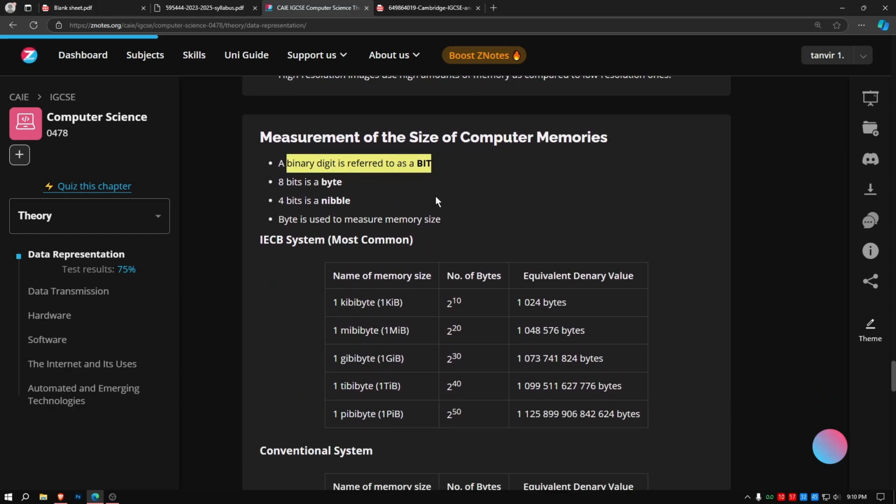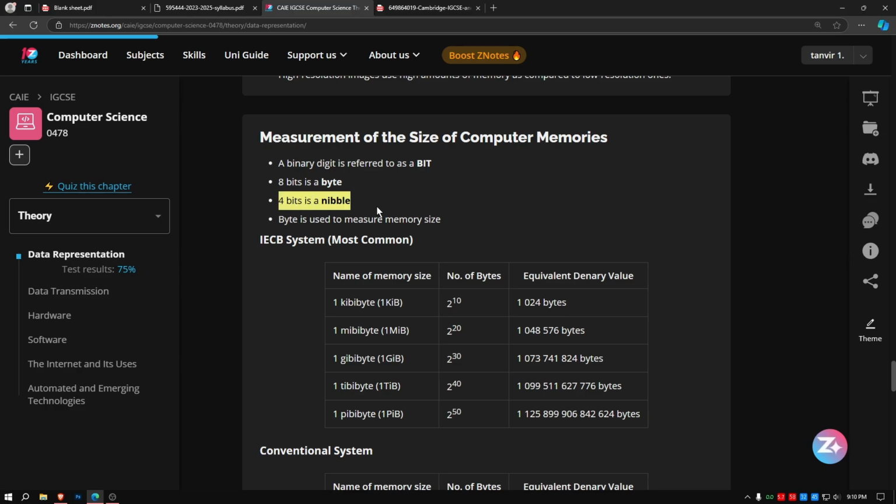A binary digit is referred to as a bit, so either 0 or 1. And 8 bits is a byte. So 8 binary bits is a byte. So here there are 4 bits. Let's assume, right? 1, 0, then 1, 1. But imagine there is 1, 1, 1. So these are 4 bits. And if you get another 4, it will be a byte.